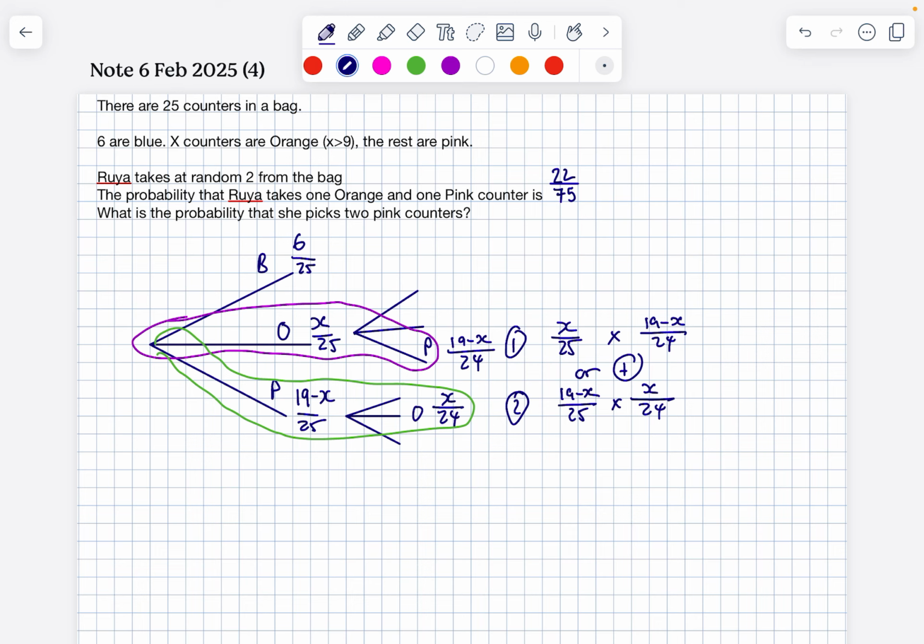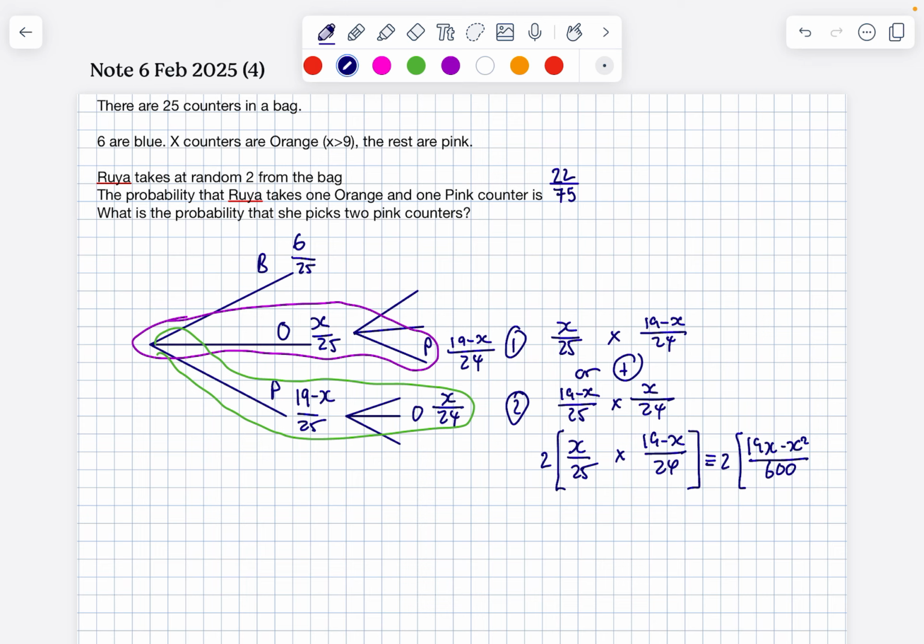But we know that 25 times 24 is the same as 24 times 25. So actually, what we've got is 2 lots of the same thing. So I've got 2 lots of X over 25 times 19 minus X over 24, because there's more than one path that makes this true. So let's multiply and turn this into a single fraction. That's the same thing as having 2 lots of 19x minus x squared over 600.